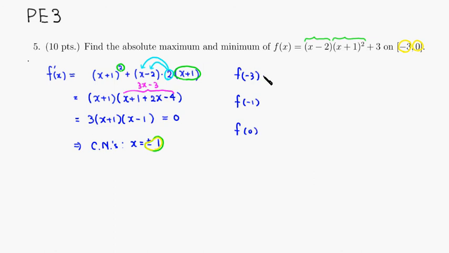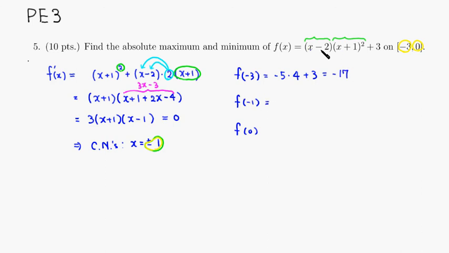Let's compute. If you plug -3 into the original function, you're going to have -3 minus 2, so it's -5, times -3 plus 1, which is -2 squared, so that's 4. And then plus 3. That's going to be negative 20 plus 3, so it's negative 17.